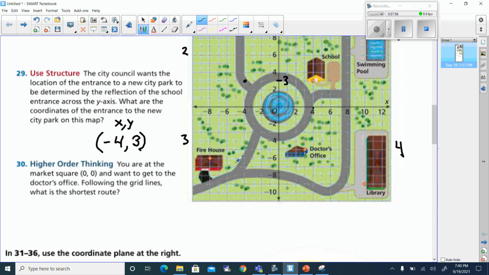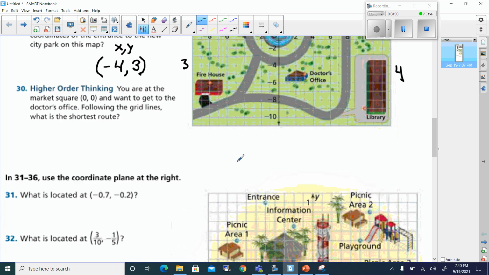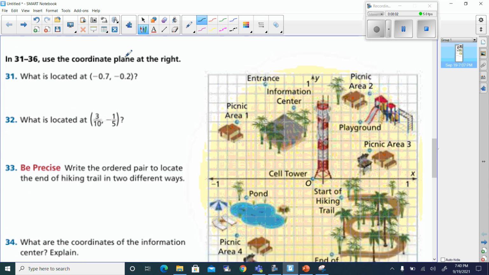All right. And let's see, I had all the odd ones, right? Yeah. So that would put me at 31. What is located at -0.07 and -0.2? Well, remember, we go with the X coordinate first, and X, they're saying, is -0.7. Well, they're saying this is -1, and this is 1.